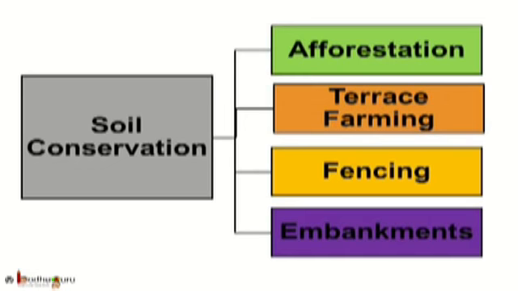So, we saw soil conservation can be done in 4 ways. First, by planting more and more new trees, which is called afforestation. Second, by doing terrace farming in the hilly regions. Third, by growing fencing plants and trees along the farmland. And lastly, by building embankments along the river banks.